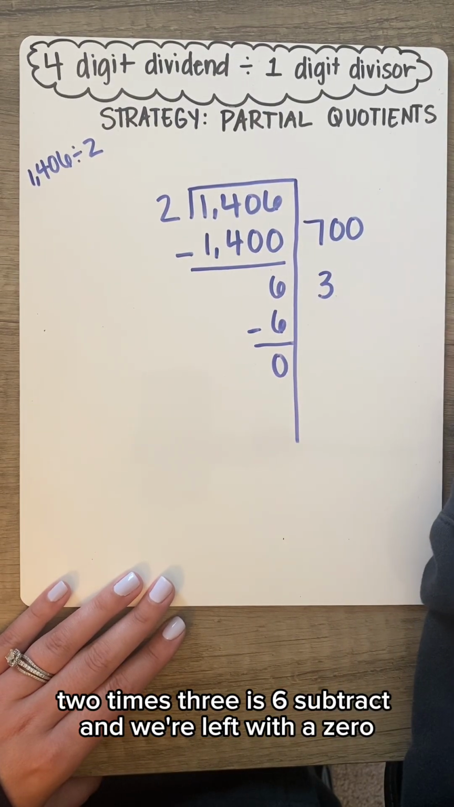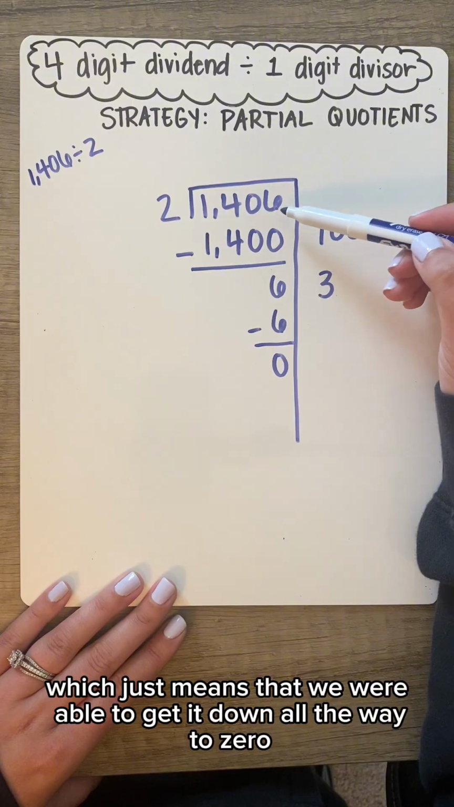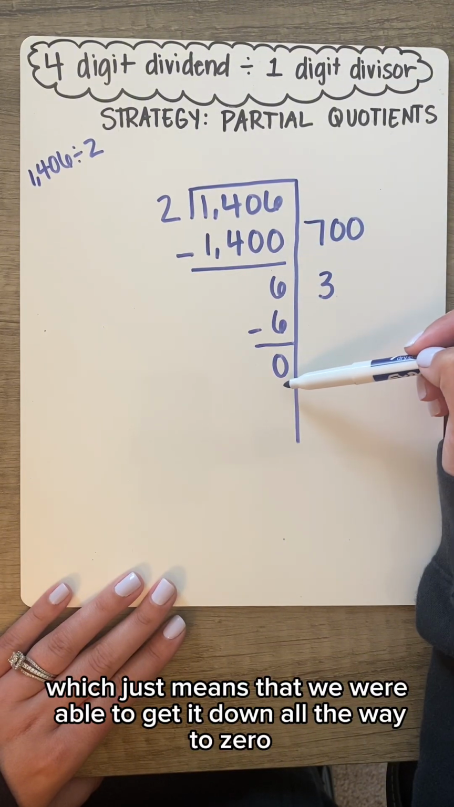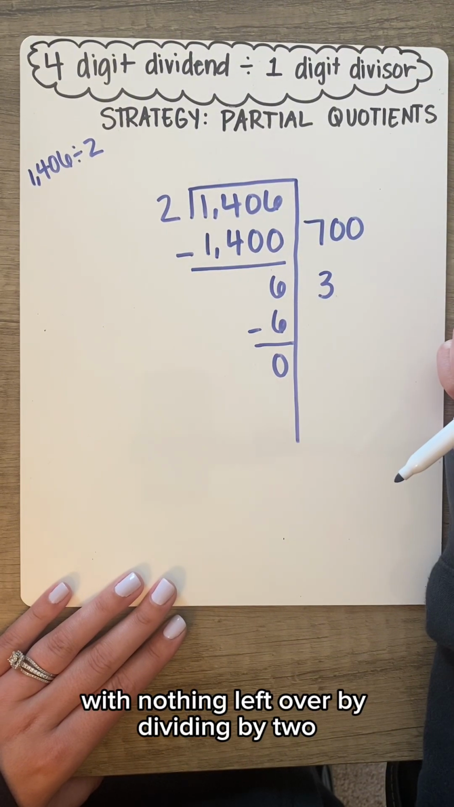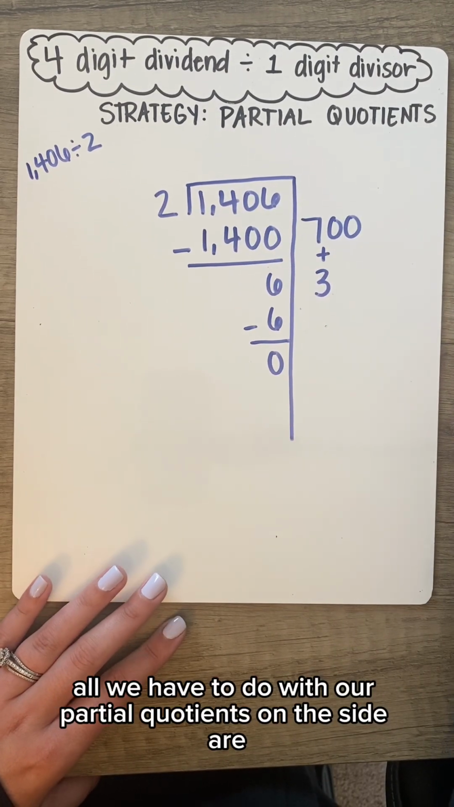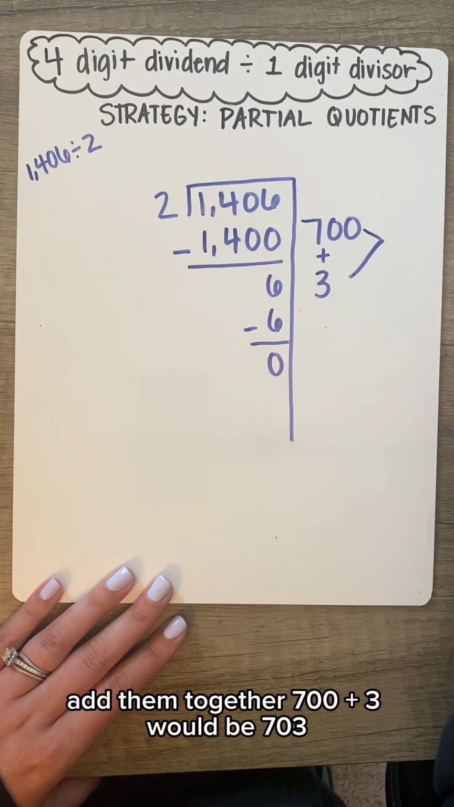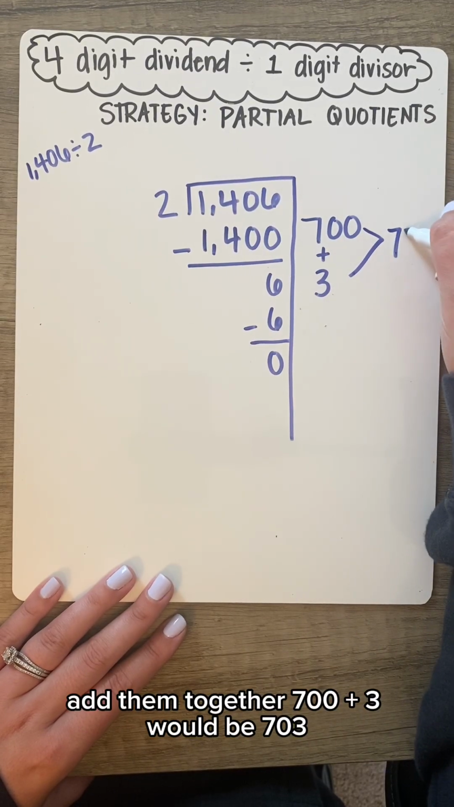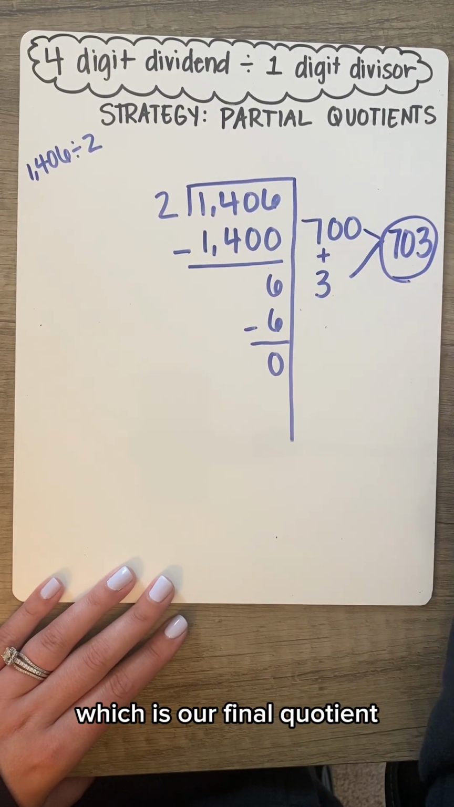Subtract, and we're left with a 0, which just means that we were able to get it down all the way to 0 with nothing left over by dividing by 2. All we have to do with our partial quotients on the side is add them together. 700 plus 3 would be 703, which is our final quotient.